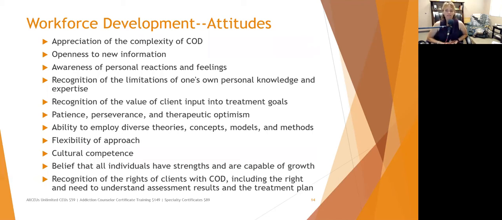Believe that all individuals have strengths and are capable of growth, and recognize the rights of clients with co-occurring disorders, including the right and need to understand assessment results and the treatment plan. Don't do the treatment plan for them. Do the treatment plan with them. When you do the assessment, help them understand why you're asking the questions you're asking and how you arrived at the conclusions that you arrived at.